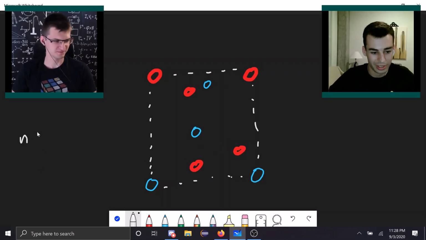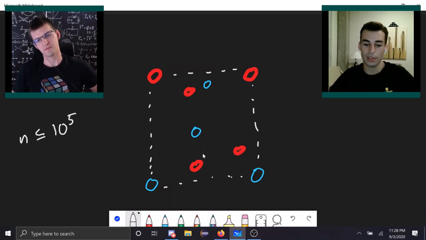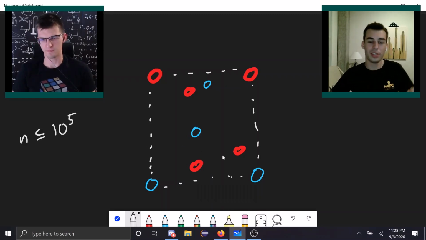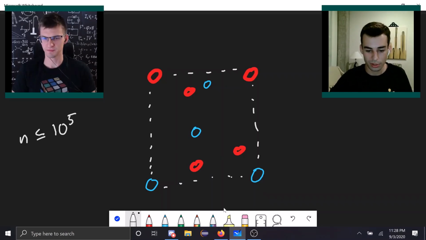For sure. In this case, n is less than or equal to 10^5, but we won't worry about that too much in the beginning. We'll get to the runtime at the very end. So let's assume n is something small. You're just trying to get as many points as you can, IOI style.